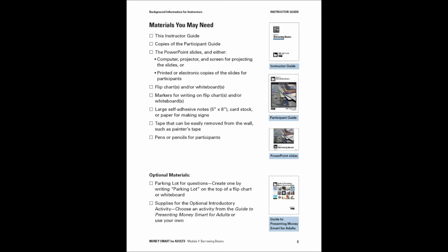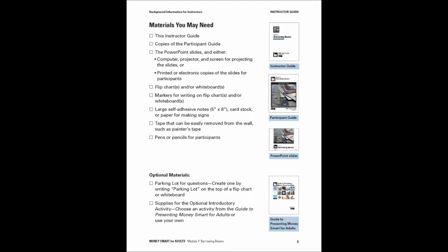Materials that you may need. As in other modules, this is a checklist of all that you're going to need to deliver the training, including the instructor guide, participant guide, and PowerPoint slides. Regarding the participant guide, if it's a challenge for you to give copies to everyone in your training, please refer them to the online version or some other solutions that may be appropriate.